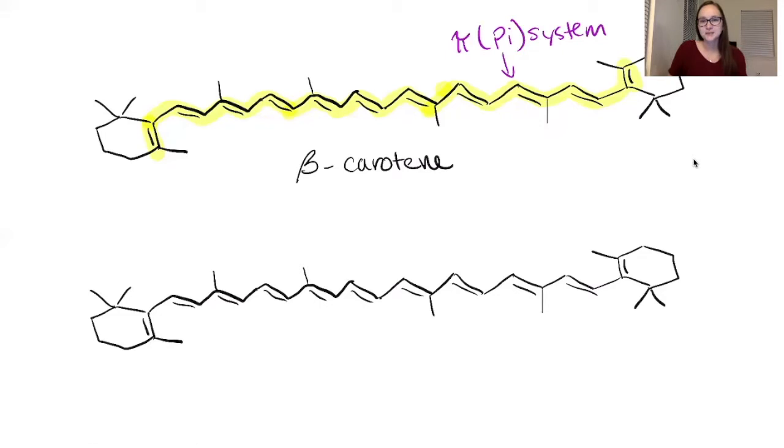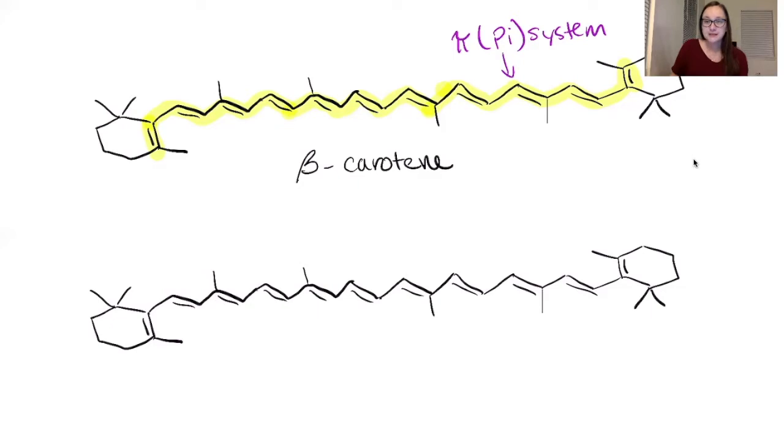This pi system is responsible for a lot of different colors. If it's a little shorter, it'll change the color. If it's a little longer, it'll change the color again. How long that conjugation, or pi system, is what causes the color that we see. And beta carotene, as you can see, has, I don't even know how many double bonds, all these double bonds in it.